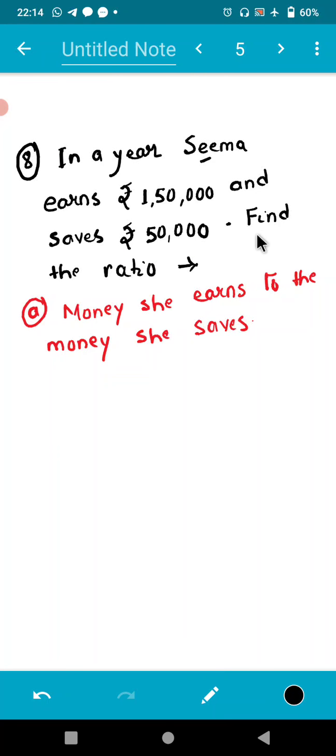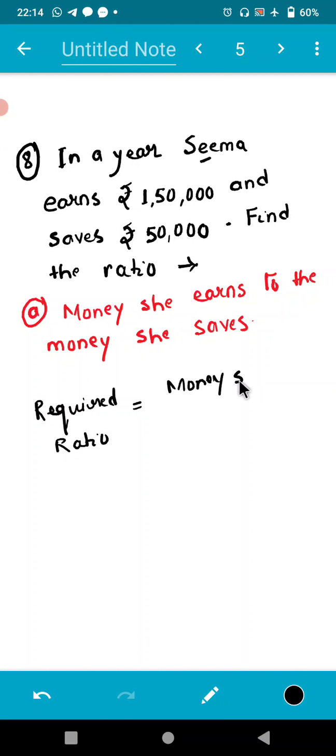Now what you have to do? We have to find the ratio. Now what is the ratio in sum number A? Money she earns to the money she saves. So we'll write required ratio. So required ratio would be what?